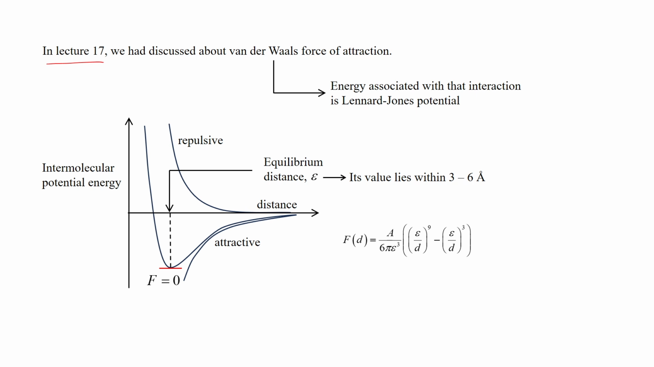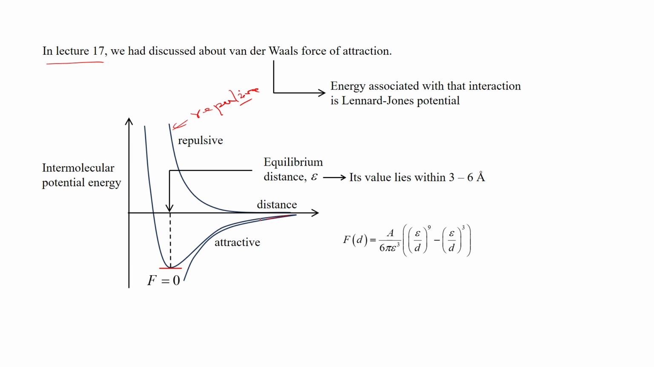Here we have also said that for the van der Waals force of attraction, the intermolecular potential energy goes something like this. There is an attractive part and then there is a repulsive part. So this is the attractive part and this is the repulsive part, right? Repulsive, because when they come very close, there is a kind of repulsion that happens, called Born repulsion, and the energy diagram will look something like this with respect to distance.